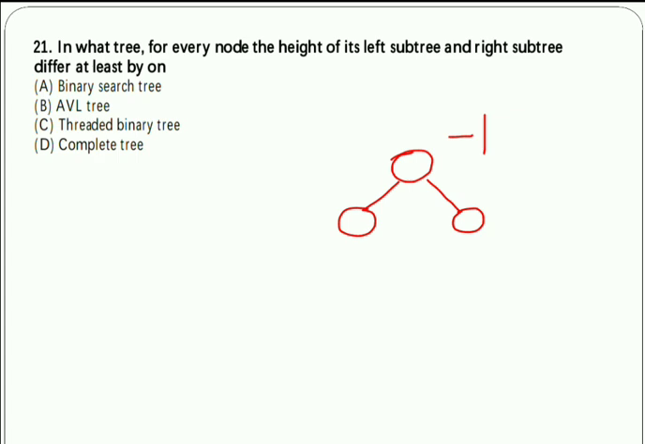So we have to rebalance the factor here. So the correct option is the AVL tree.